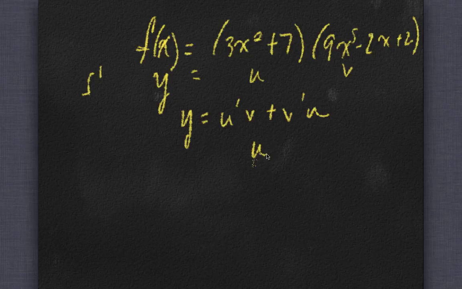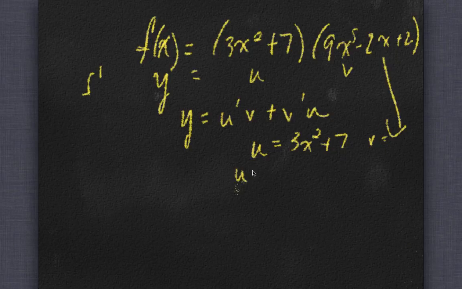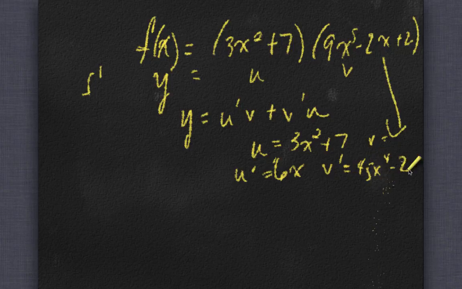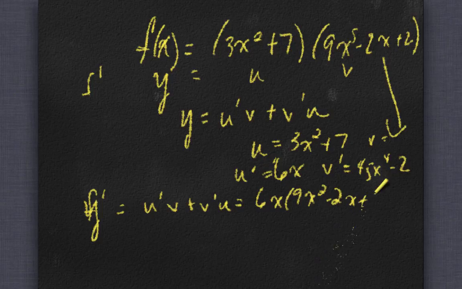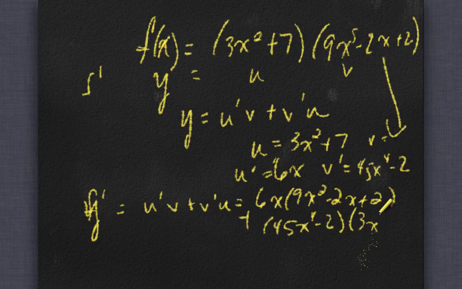So I make a little chart. U is 3x squared plus 7. V is, I'll usually write that, but I don't have much room. U prime is 6x. V prime is 45x to the fourth minus 2. And then f prime, or y prime, is u prime v plus v prime u, which is 6x times 9x squared minus 2x plus 2 plus 45x to the fourth minus 2 times 3x squared plus 7.